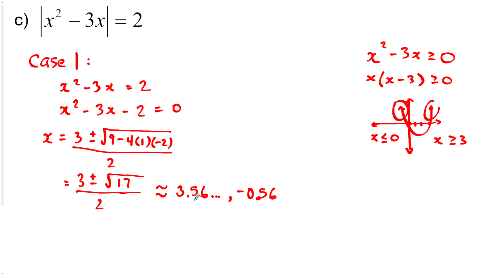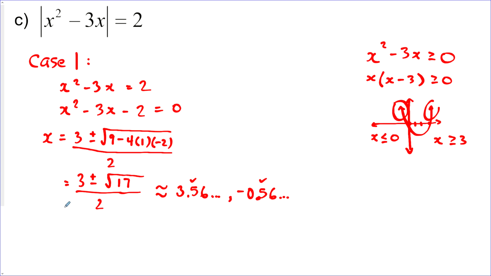So 3.56 is greater than or equal to 3, so that's good. So this one's a good solution. And this negative 0.56, that is good because it's less than or equal to 0, so it's over here on this side. So both of these are good solutions.